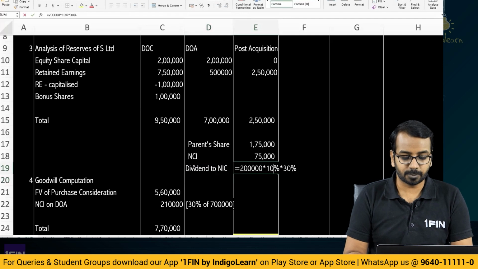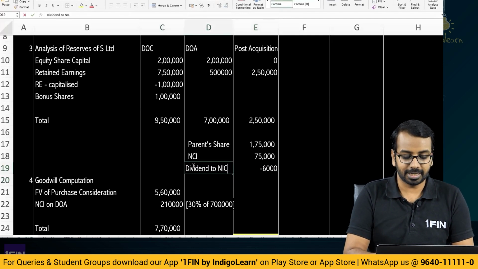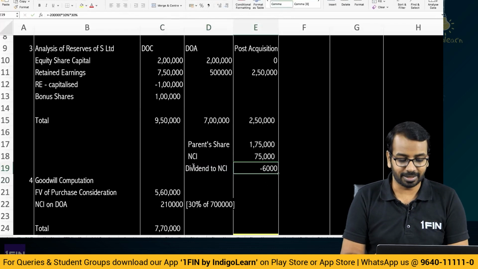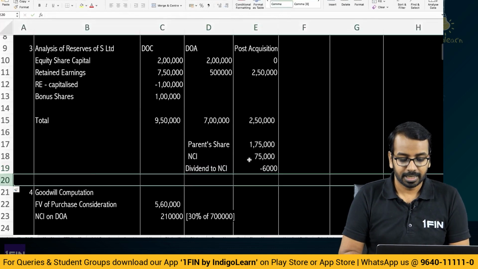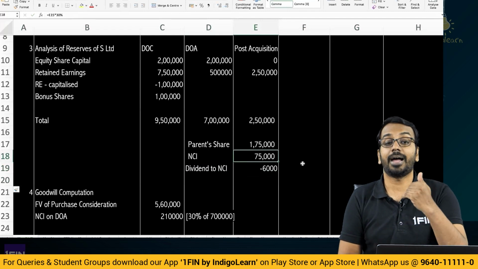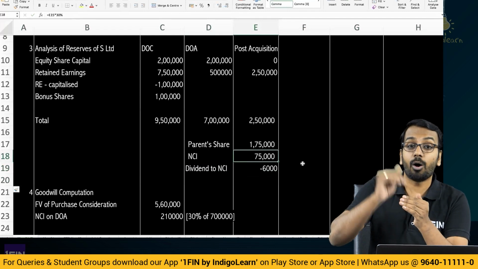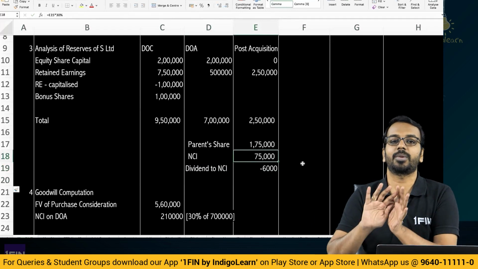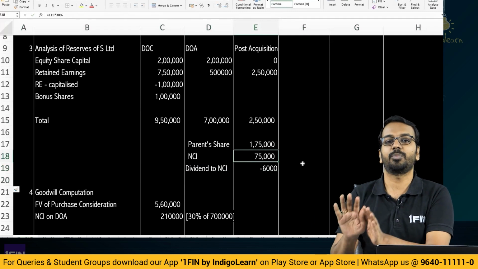60,000 is dividend that is payable to NCI. Not NIC, NCI. Okay, 6,000 is the dividend that is payable to NCI. So out of this post acquisition split, 75,000 that we would have added to NCI, out of this 6,000 is payable. It is my current liability. It is not a part of equity. Now I have to make a payment of dividend.